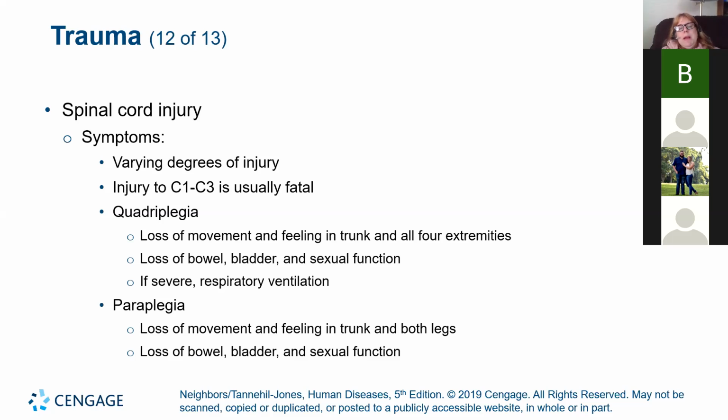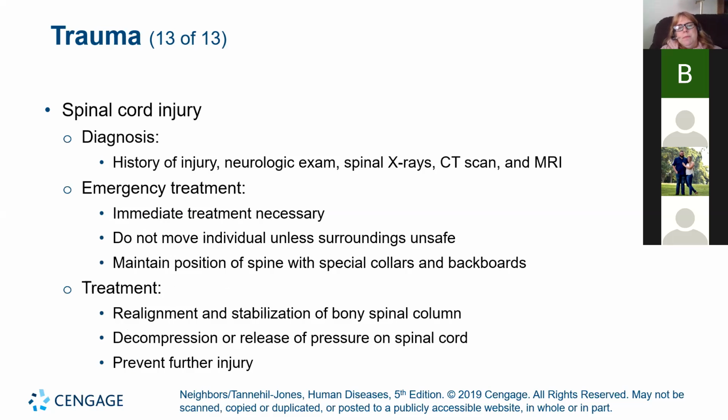Whereas a paraplegic, this is loss of movement and feeling in the trunk and both legs. So they may be able to use their arm. They may have partial feeling in their trunk, but usually from about mid-trunk down, they've lost the function of their bowels, the bladder, and the sexual function. Again, history of injury, neurologic exam, scans.